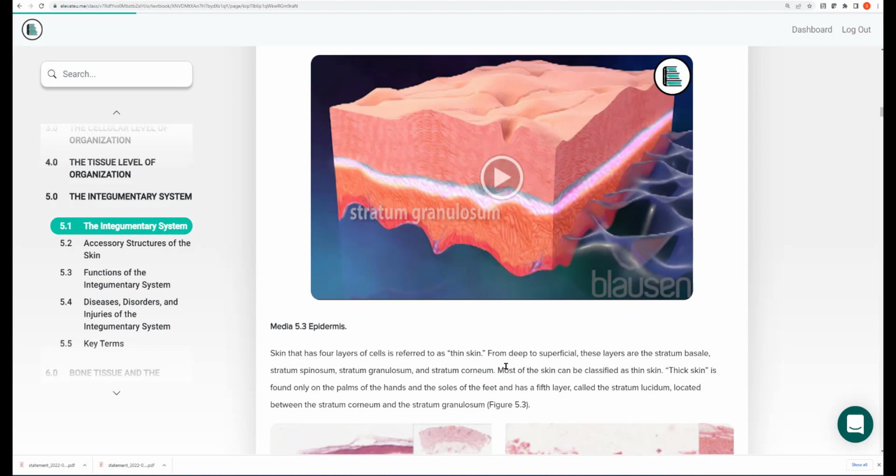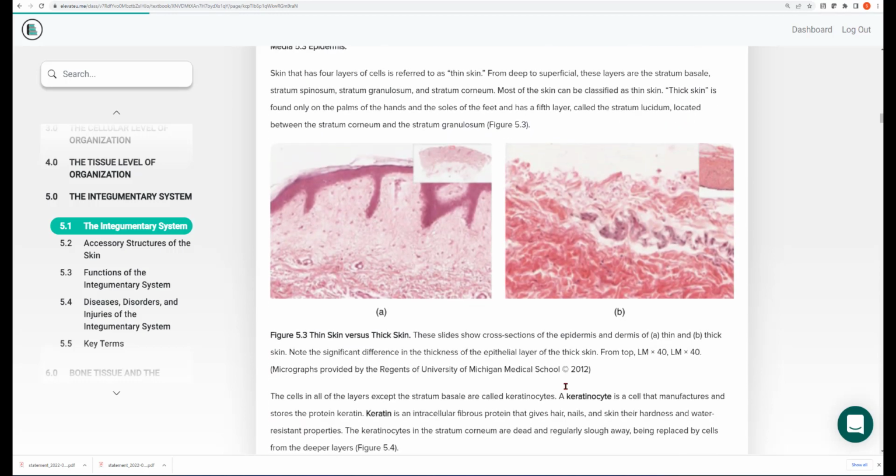Most of your skin from head to toe is called thin skin and has 4 layers, but there are a couple of places where you have thick skin. Thick skin is found primarily on the palms of your hands and the soles of your feet, and in this thick skin there is a 5th layer called the stratum lucidum. Lucid, it's very clear. And we'll see that as we compare thick and thin skin.